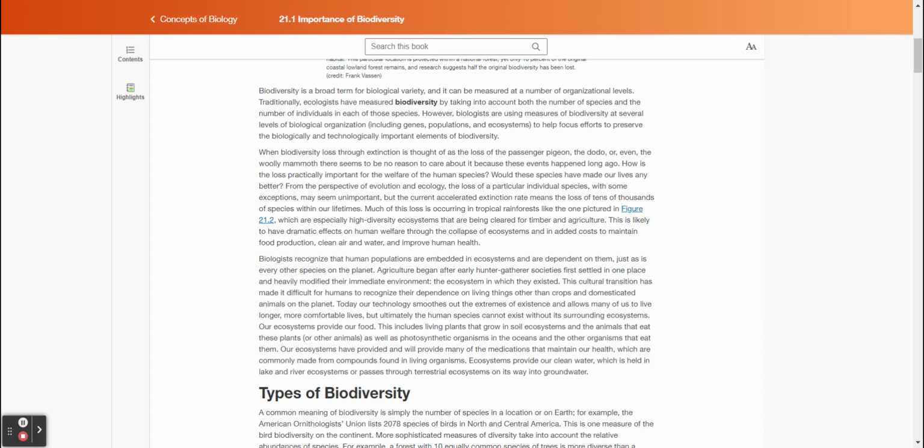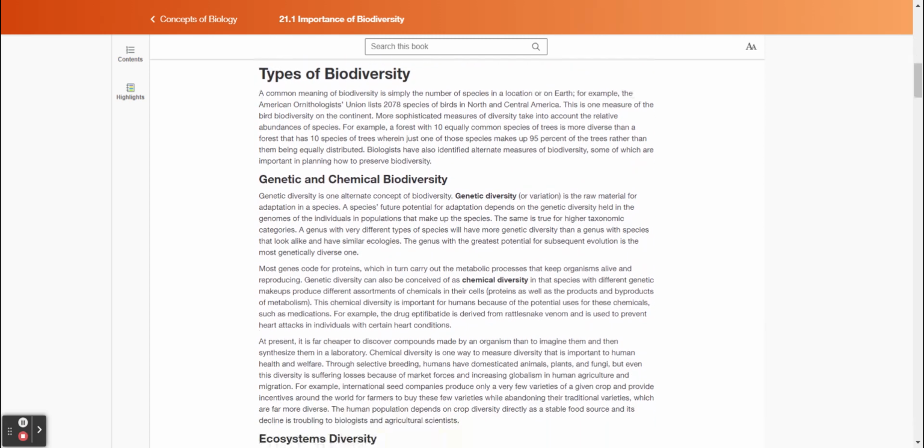Our ecosystems provide our food. This includes living plants that grow in soil ecosystems and the animals that eat these plants or other animals, as well as photosynthetic organisms in the oceans and the other organisms that eat them. Our ecosystems have provided and will provide many of the medications that maintain our health, which are commonly made from compounds found in living organisms. Ecosystems provide our clean water, which is held in lake and river ecosystems, or passes through terrestrial ecosystems on its way into groundwater.